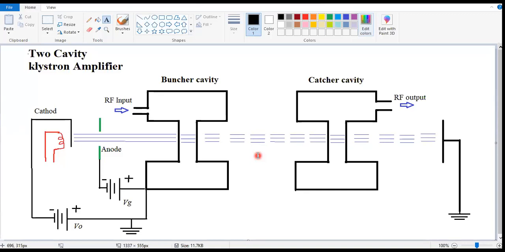Now we will go further. Then the density of the electron in the second gap varies cyclically with the time, and the electron beam contains an AC component and is said to be current modulated.